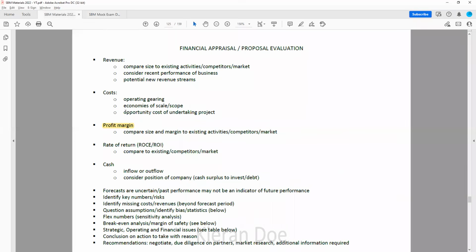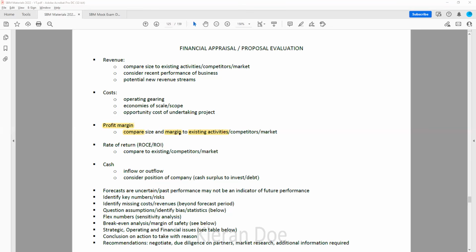And that's something to always look at when you're calculating profit. Look at the margin. And then whenever you're looking at a project, try to compare the size to something else. So you could compare it to existing activities, so the existing business, and that's something we can do here. Maybe you've got some information in the scenario about competitors or the market overall. Maybe they'll tell us what average profit margins are in the industry. It depends on the question. In this one, a really good comparison, of course, is between the two, because we've got two options. So you can compare the profit margins there between the two.